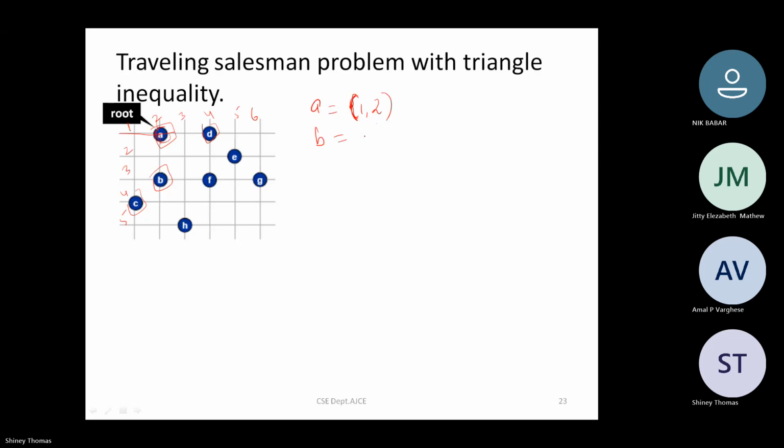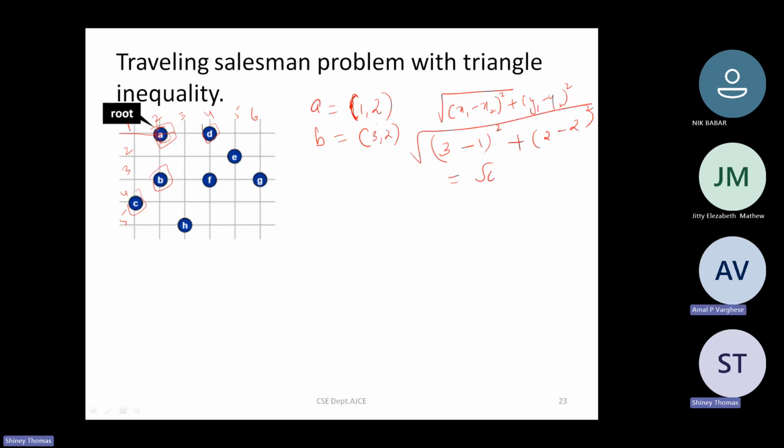And what is B? B is basically (3, 2). So how do you find the distance between these two? What is the Euclidean distance formula? Square root of (x1 minus x2) whole square plus (y1 minus y2) whole square, that is 3 minus 1 the whole square plus 2 minus 2 the whole square, under the root. So what you get here is root of 4, that is 2. So the distance, the cost between A and B, is 2.